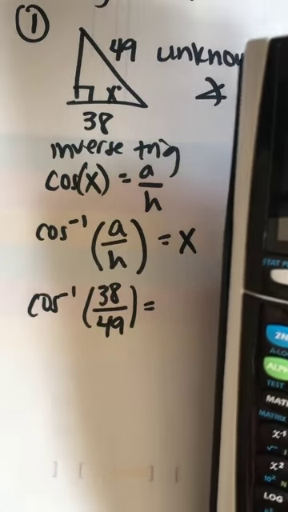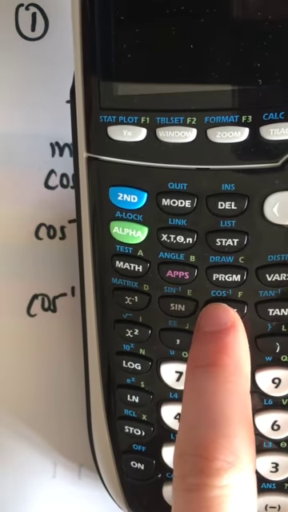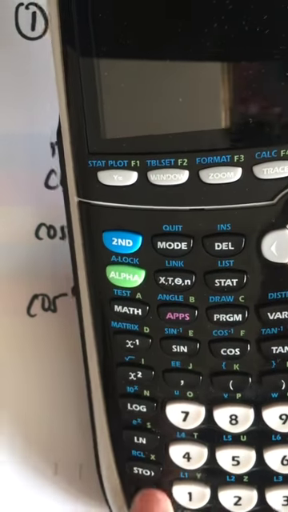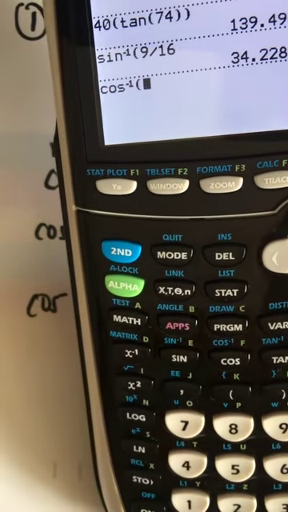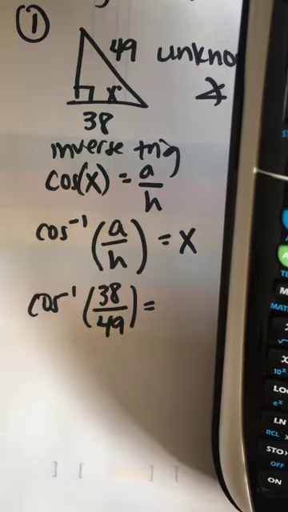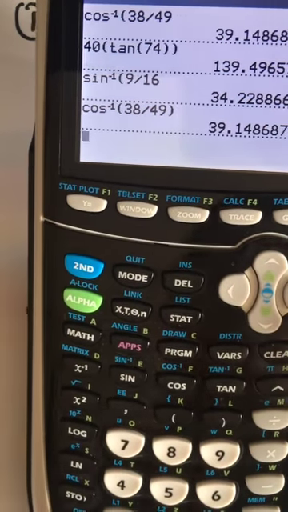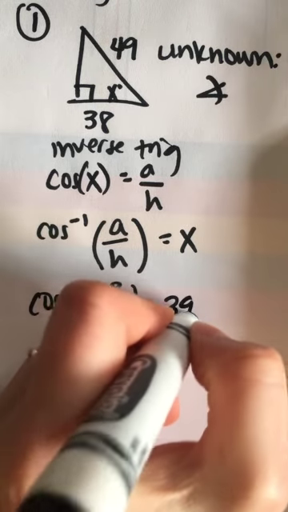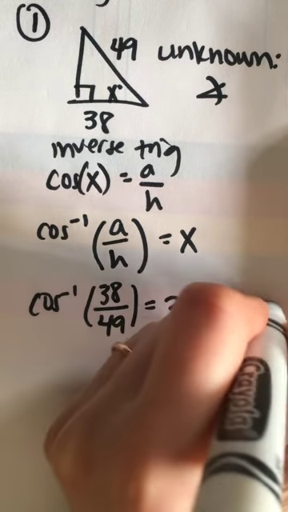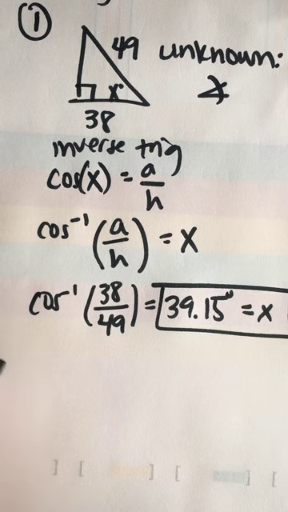So you have your cosine button. Above it should be a little cosine inverse 1. If you click your second, let's turn it on. If I hit second inverse cosine, now I can just type in 38 divided by 49. So you can close out your parentheses, so it looks like that. Hit enter, and you end up with 39.15 degrees as the measure of angle x, or you can just say x. Both would work for this case. All right, so that's number 1. I'm also going to go over 5 and then 6 after this.